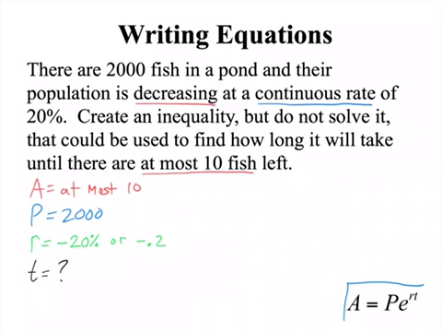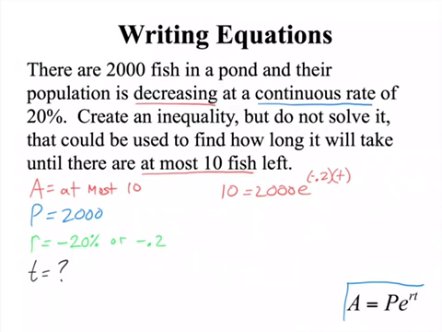How long? We don't know why these fish are disappearing. Maybe people are fishing and taking them out. Maybe they're dying. I don't know. So let's plug these all in. Our A is 10. Our P is 2,000. The rate is negative 0.2. And we don't know T. T is what we're looking for. So there is an equation where I plugged all these pieces into this formula right here.